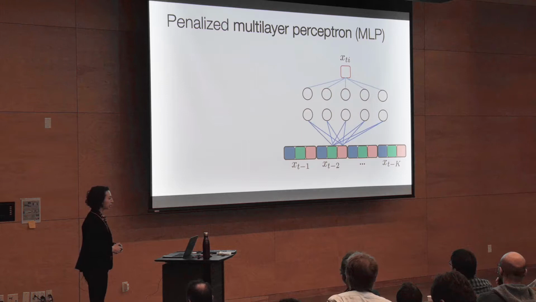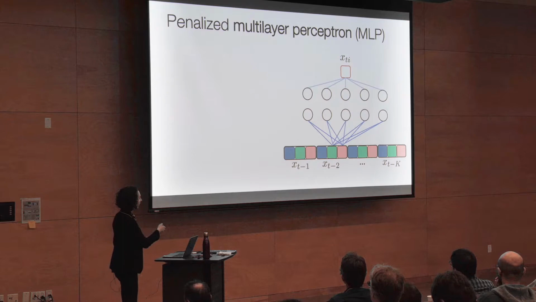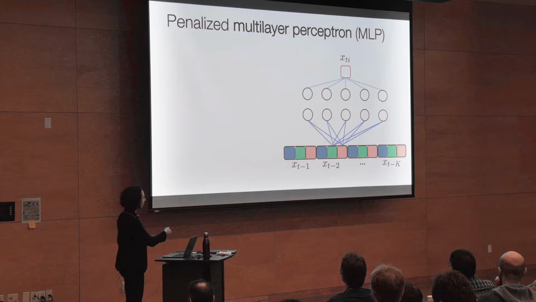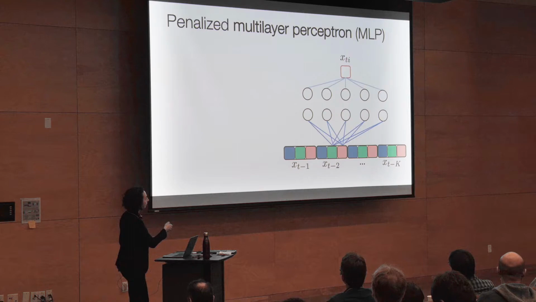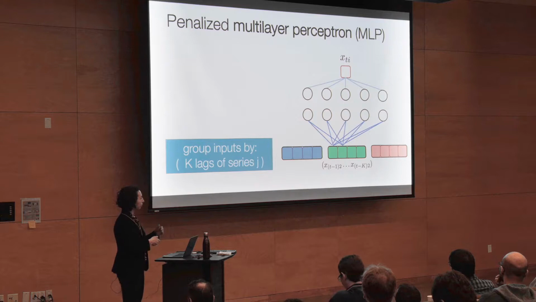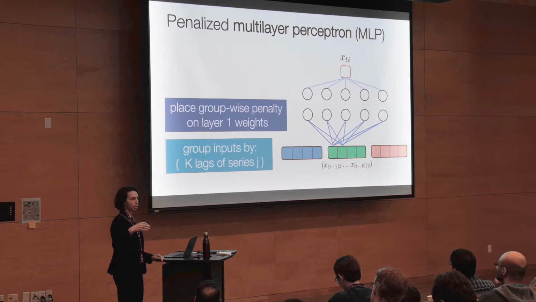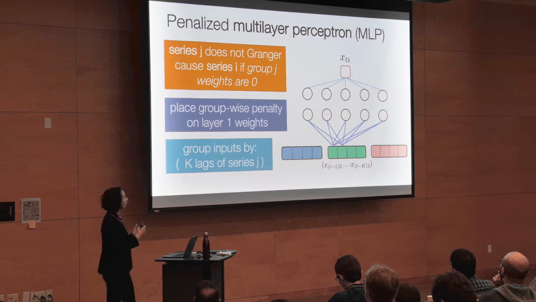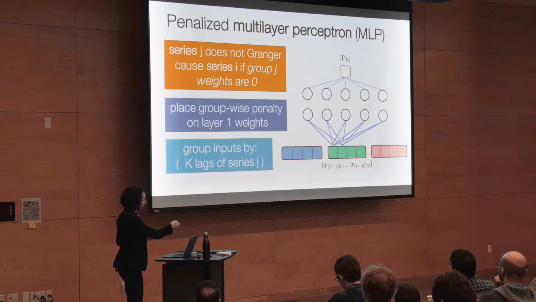So as a simple example of what we can do, we can look at a multi-layer perceptron where we take as the input the history of all of our time series. Here now we're showing for three different time series, blue, green, and red, and then take as the output a particular series I. And then just think about rearranging these inputs so that we group together all the history of a particular series. And then if we place a group-wise sparsity-inducing penalty, like a group lasso penalty, on the weights here, what this allows us to infer is exactly these Granger causality statements. So if all of these weights go to zero, we're saying that the history of series two is irrelevant in forming our prediction of series I.